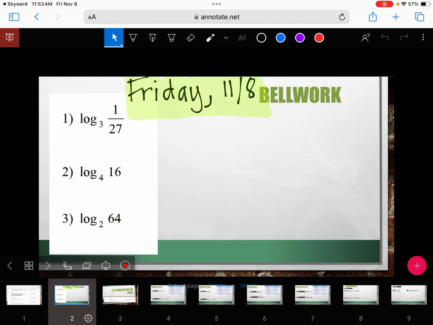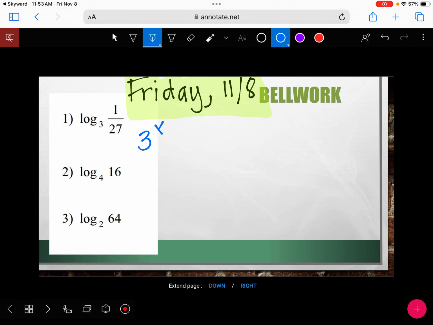It's optional. You don't have to rewrite it in exponential form. But if you were to write this in exponential form, it would be 3 to the power of what equals 1 over 27. So what does my exponent have to be if I'm getting a result of 1 over 27? Negative 3. Good.